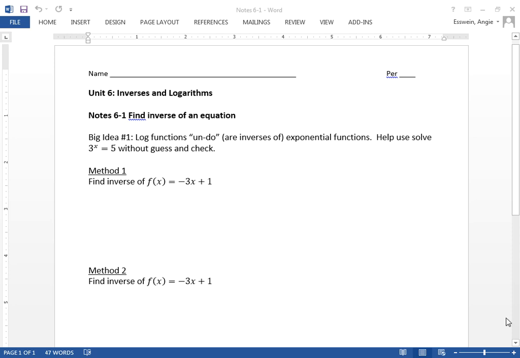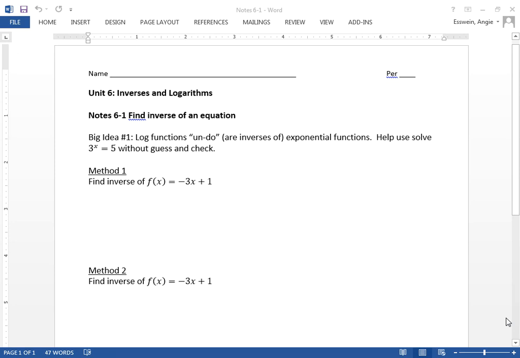So this is the start of Unit 6, inverses and logarithms. How do you find the inverse of an equation? The first big idea is that log functions undo, or are inverses of, exponential functions.